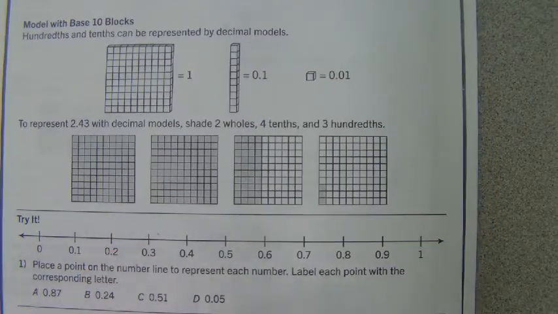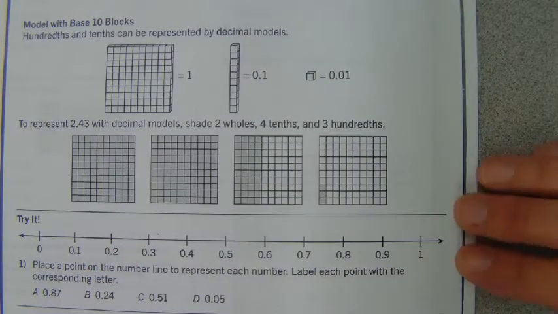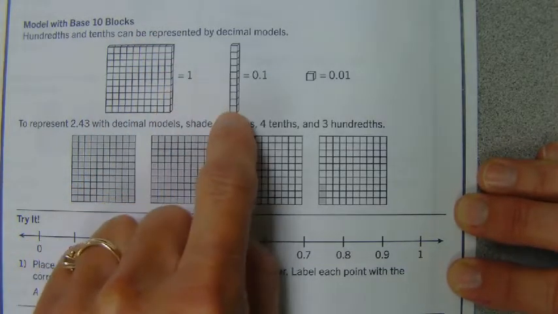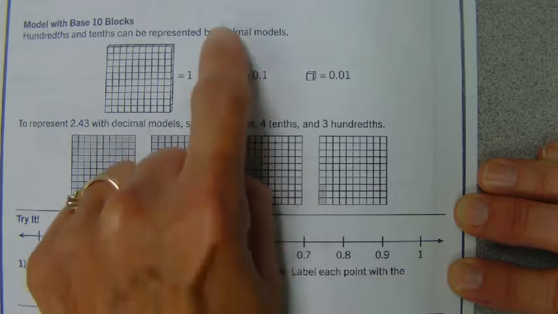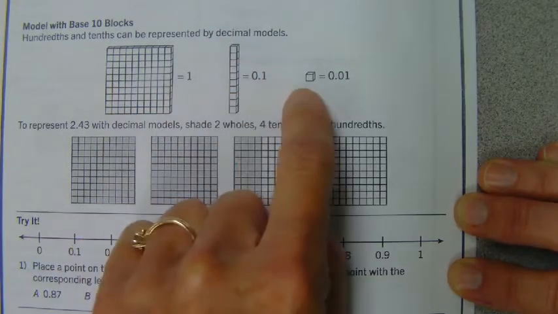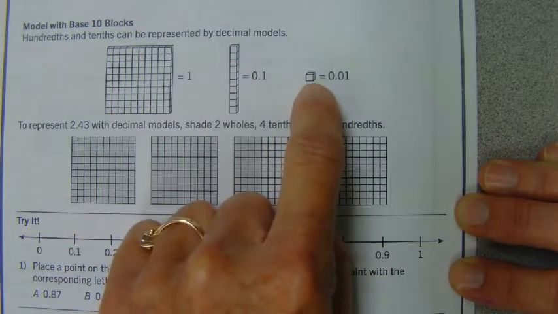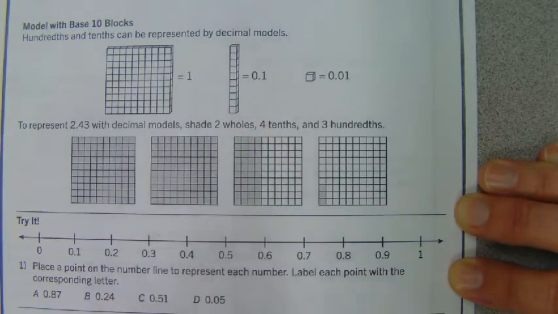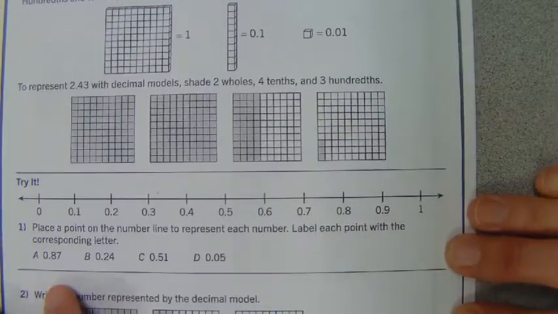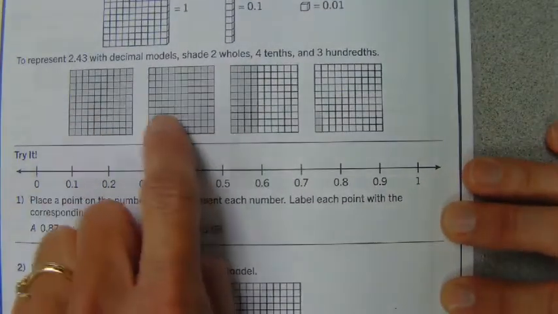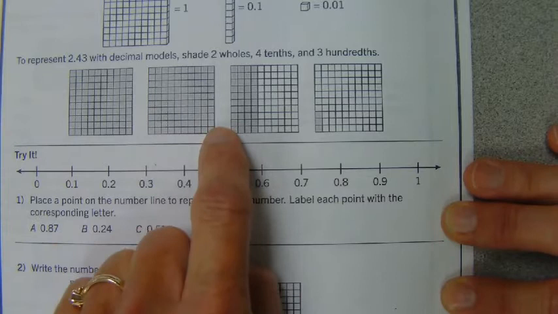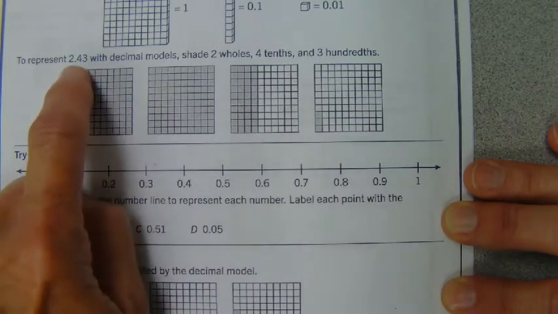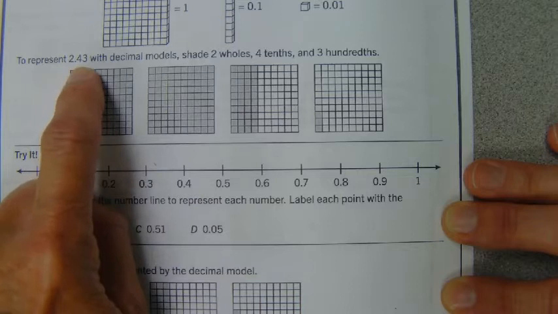So if we take a look at our base 10 blocks again, we see that the whole thing makes one whole. A tenth is 1 tenth of the whole, and a hundredth is 1 100th of the whole. It would take 100 of these to make one whole. So this is a model that shows 2 and 4 tenths and 3 hundredths. We would say that is 2 and 43 hundredths.